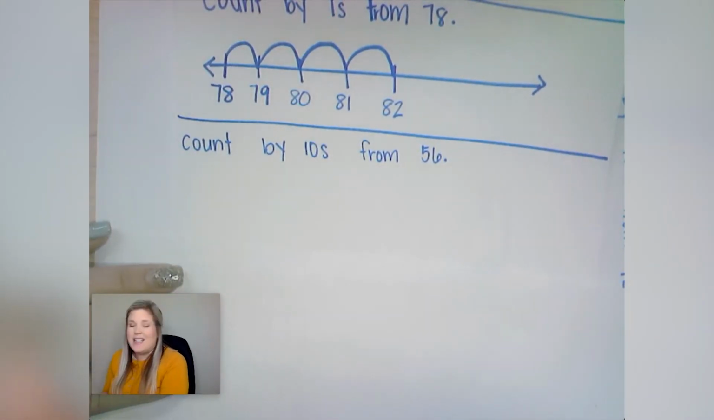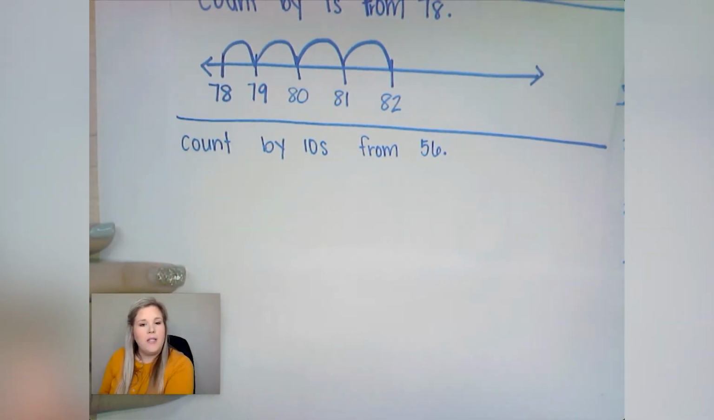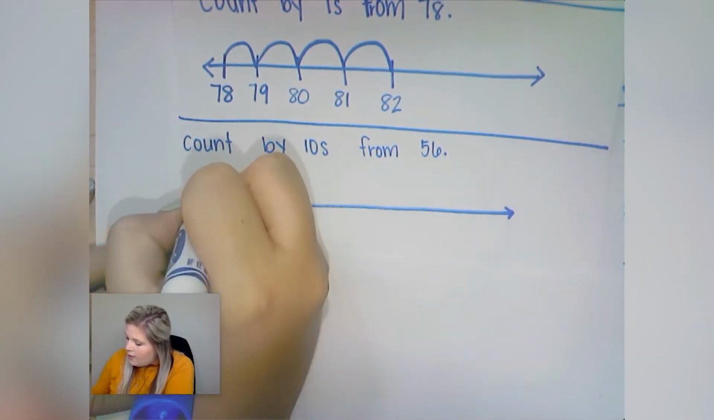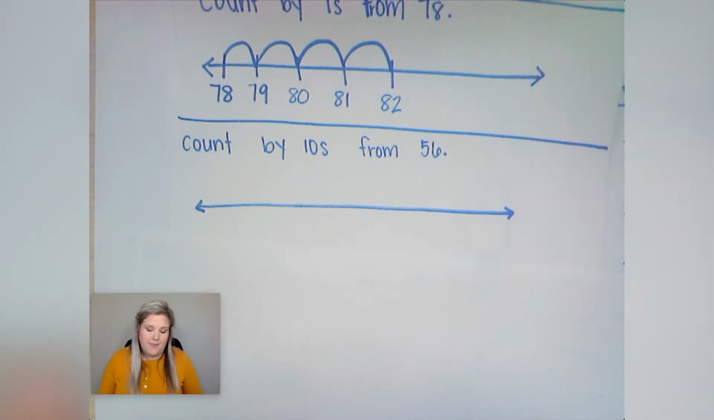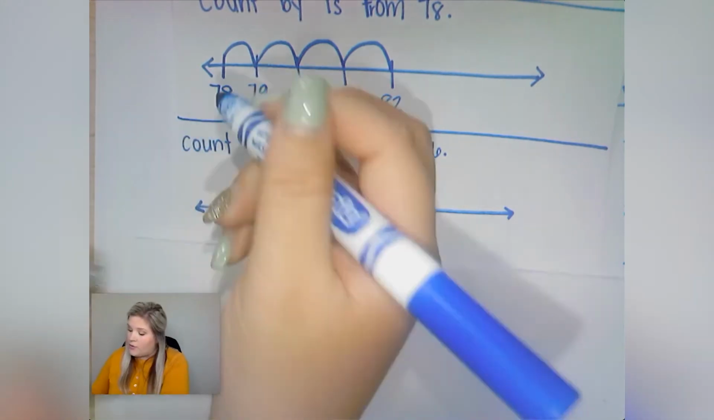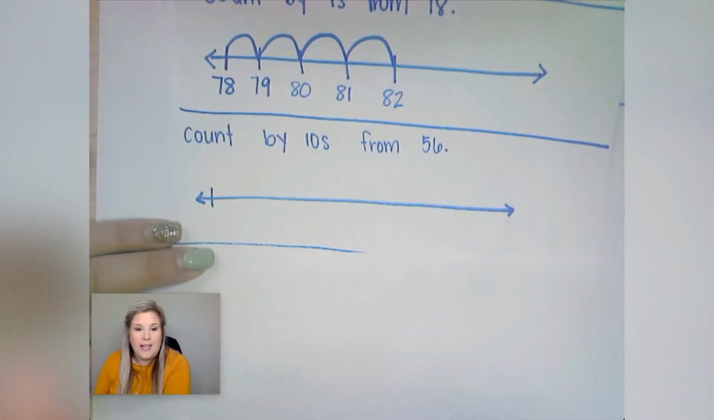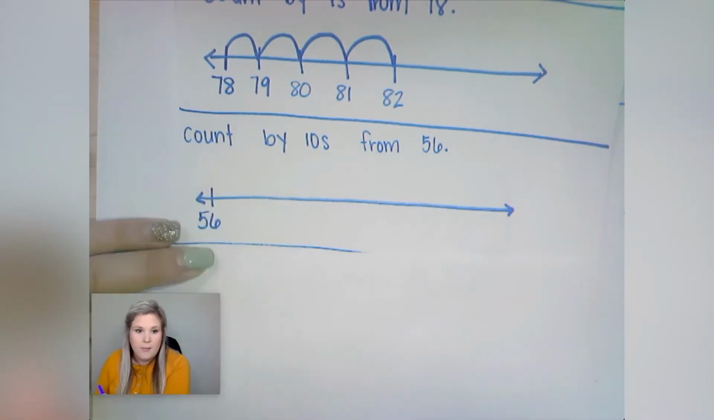The directions say to count by tens from 56. So my first step is to go ahead and draw that open number line. Remember, it's a horizontal line straight across with an arrow at each end. Notice that our number line needs to start at the number 56. So I'm going to go ahead and draw my counting mark at the front, at the beginning of that line, and then I'm going to write the number 56 right below the number line.